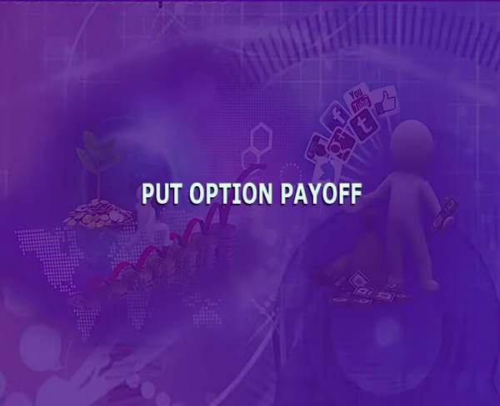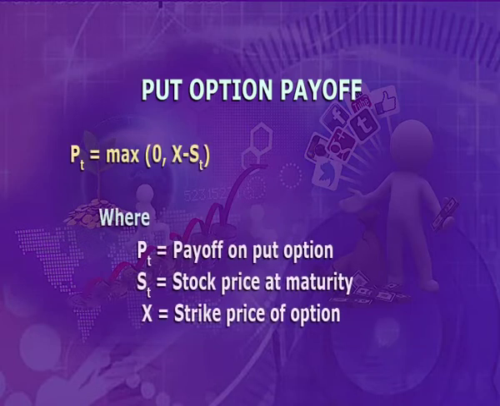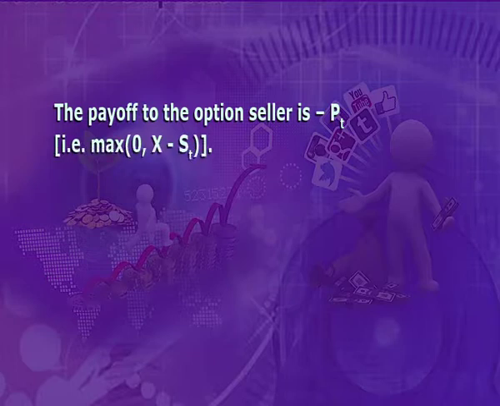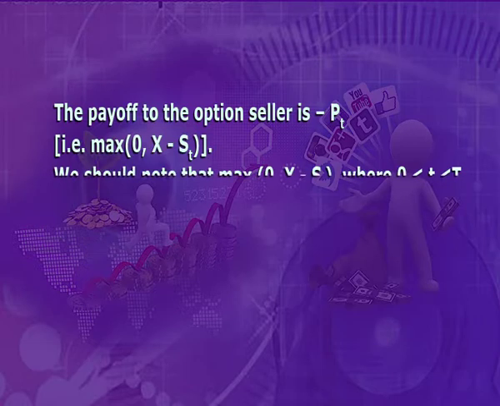Now friends, let us have a look at the put option payoff. The payoff on a put option is calculated as Pt is equal to max[0, X minus St], where Pt is the payoff on the put option, St is the stock price at maturity, and X is the strike price of the option. The payoff to the option seller is minus Pt.